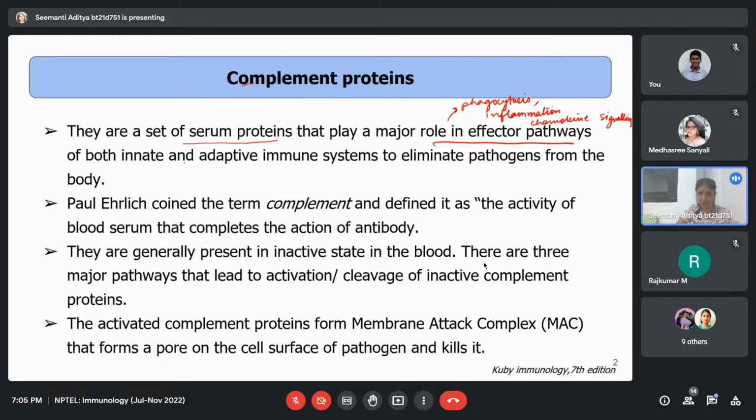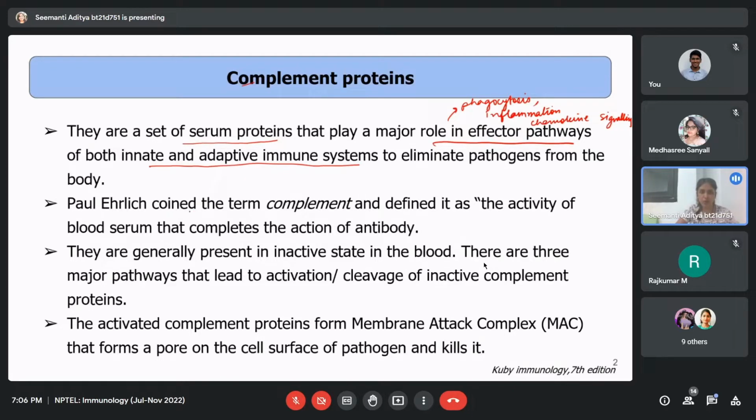These proteins play a very important role in all these effector pathways associated with both the innate and adaptive immune systems, and they help in eliminating pathogens from the body. Initially, complement proteins present in the circulation are in the inactive state and do not have any function as such, but they get activated and then play a major role in all these effector pathways. We will see how they are activated and the different ways in which they get activated.